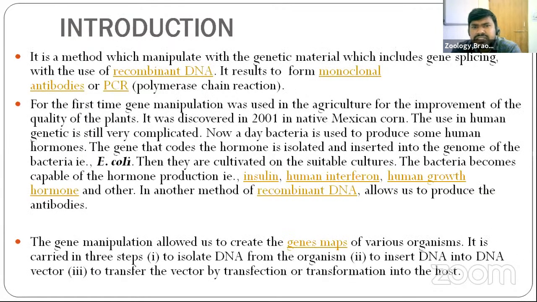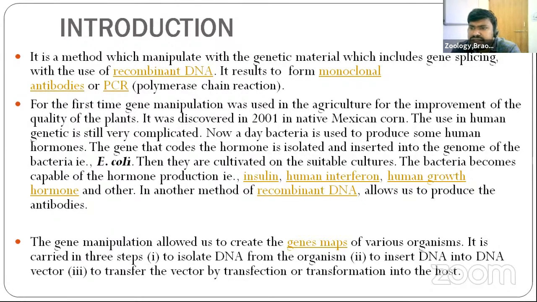It is a method which manipulates genetic material, which includes gene splicing with the use of recombinant DNA. It results in the formation of monoclonal antibodies or PCR, polymerase chain reactions. For the first time, gene manipulation was used in agriculture for the improvement of the quality of plants. It was discovered in 2001 in native Mexican corn. The use of human genetics is still very complicated.